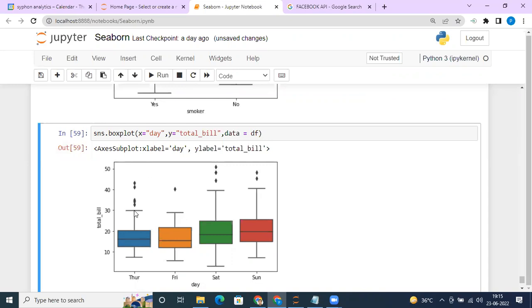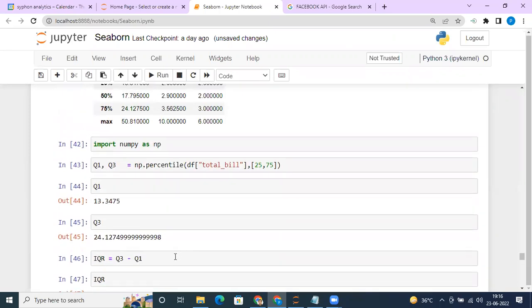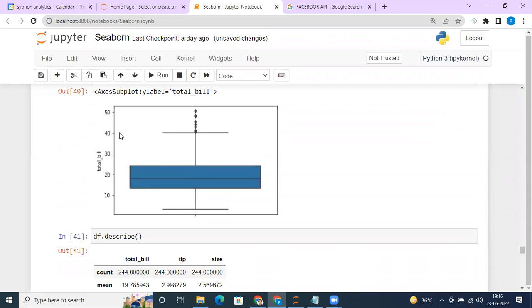Anything above 30 on Thursday will be outliers. You can filter your data frame by passing the condition: day should be Thursday and total bill should be less than 30. Done. Similarly, day should be Friday and total bill should be less than 40. Instead of calculating IQR, maximum and minimum, by looking at the graph you can directly make a conclusion. See here, we need the values less than 40. Anything less than 40 will be my desired data without outliers.